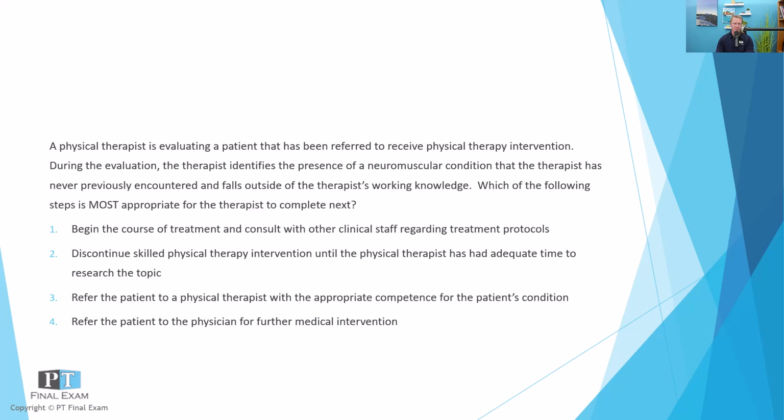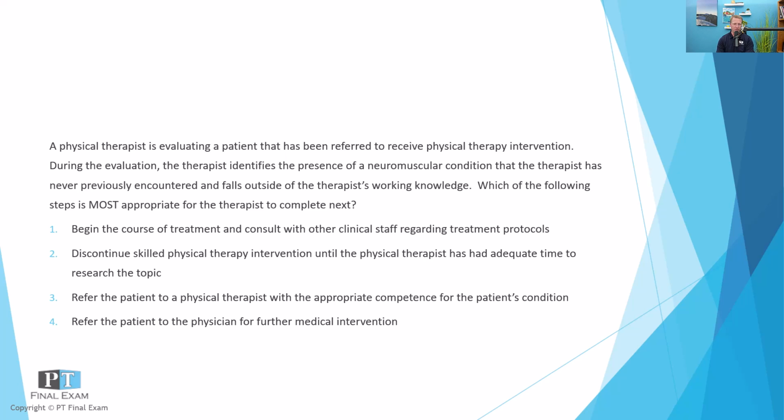Number 1, begin the course of treatment and consult with other clinical staff regarding treatment protocols. Number 2, discontinue skilled physical therapy intervention until the therapist has had adequate time to research the topic. Number 3, refer the patient to a physical therapist with the appropriate competence for the patient's condition. And number 4, refer the patient to the physician for further medical intervention.